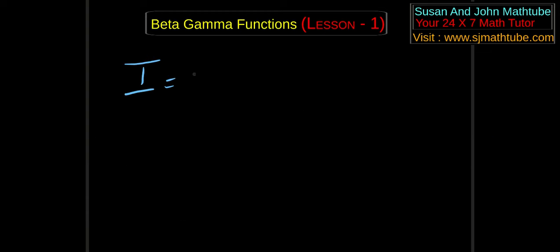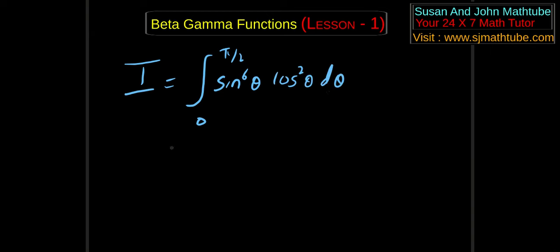So I is equal to integral 0 to pi by 2. I'll show you the previous page. Sine to the power 6 theta and cos square theta d theta. Yeah, perfect. The limits are 0 to pi by 2. That is very important. And it's a combination of sine and cos, so I don't prefer the reduction formula. Anyway, whenever you have a product combination, the beta gamma integral is the best.